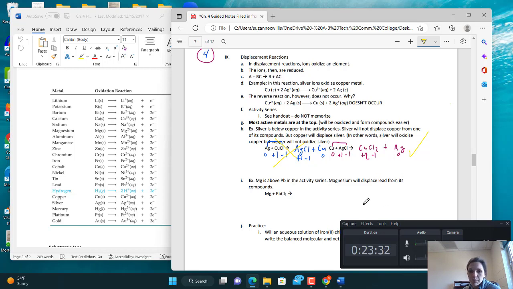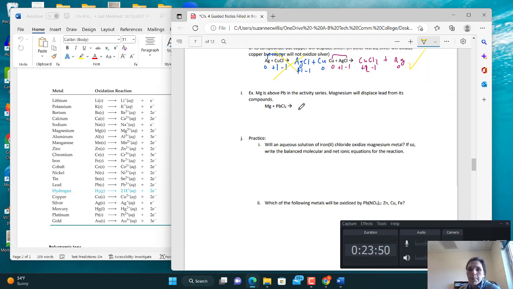Okay, so let's keep practicing here. Let's look at this guy. Magnesium is above lead in the activity series. So magnesium's here, and lead is way down here. So right off the bat, what does that tell you? Who's going to end up in the compound? Magnesium. Okay, so will this reaction right here happen? Yes, it will happen because magnesium is more easily oxidized. So he's going to take lead's place, right?